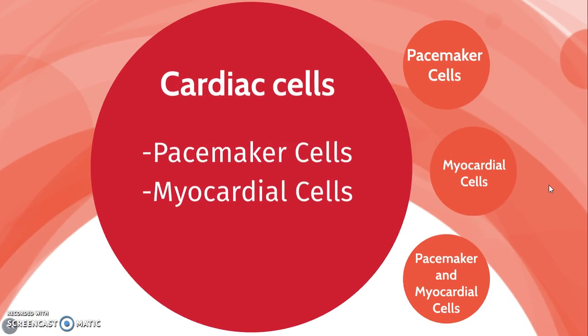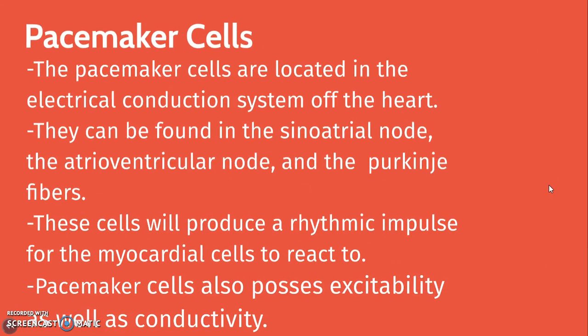First, let's discuss the cardiac cells. These cells consist of pacemaker cells and myocardial cells. Pacemaker cells are located in the electrical conduction system of the heart. They can be found in the sinoatrial node, the atrioventricular node, and the Purkinje fibers. These cells will produce a rhythmic impulse for the myocardial cells to react to. The pacemaker cells also possess excitability as well as conductivity.